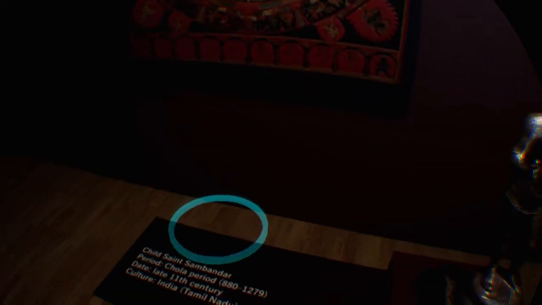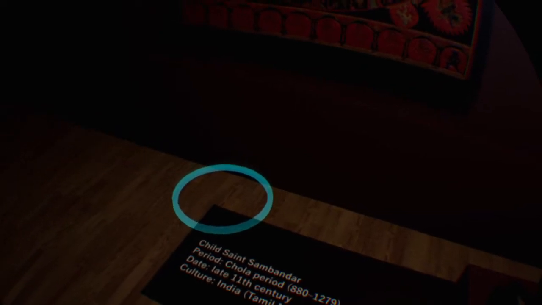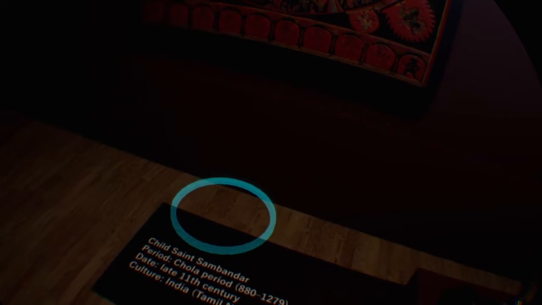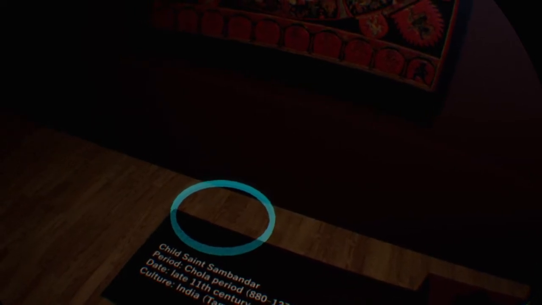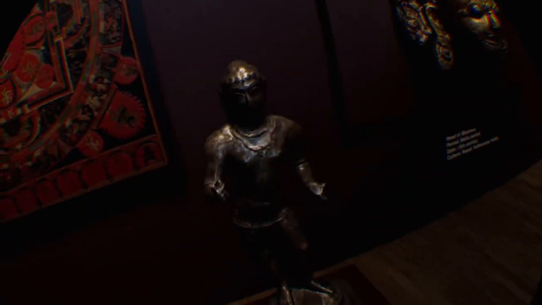Okay, this statue is from the Chola period, 880 to 1279. This is called Child Saint Sambandar. I believe that's how you pronounce it.